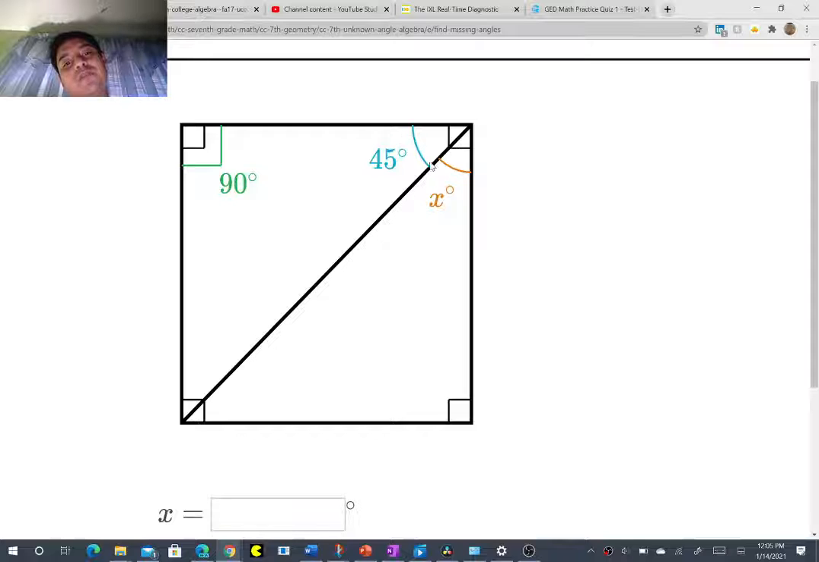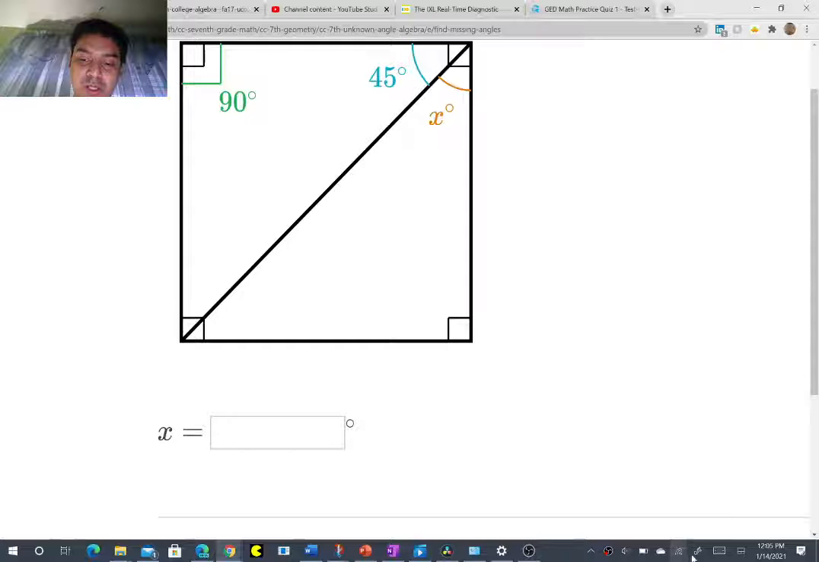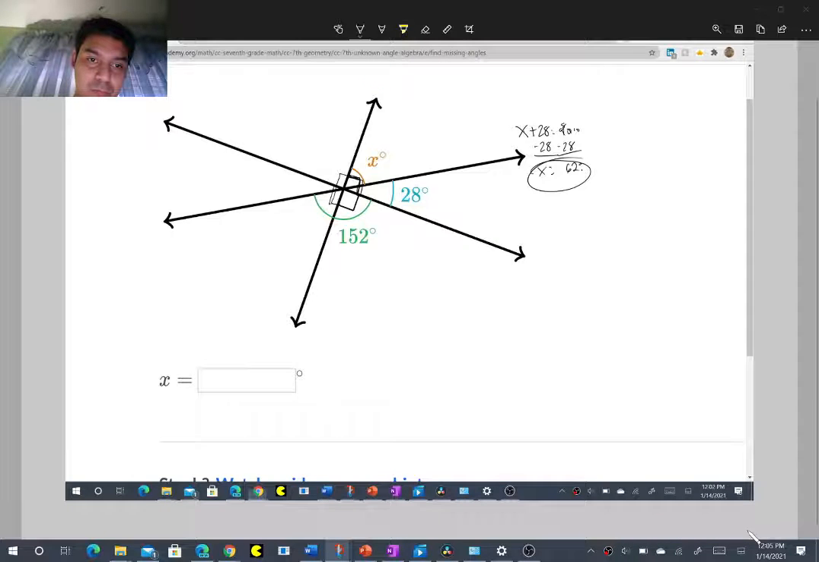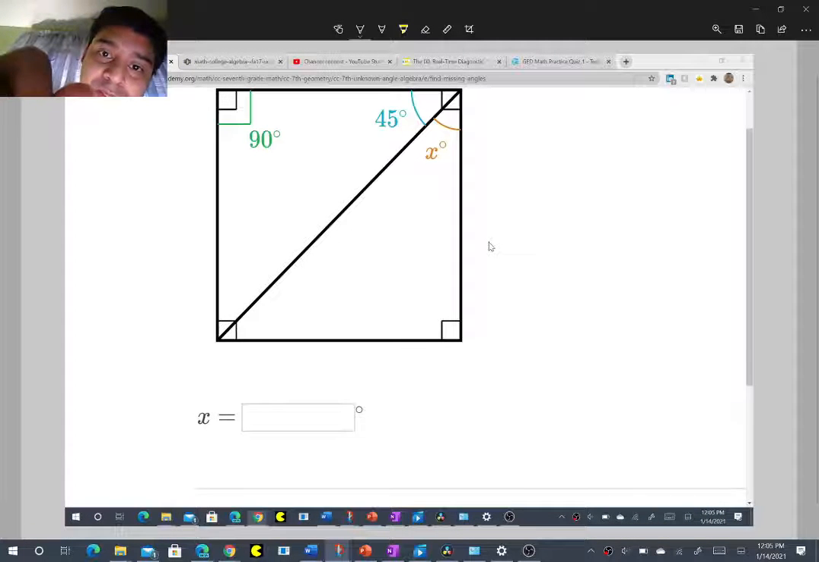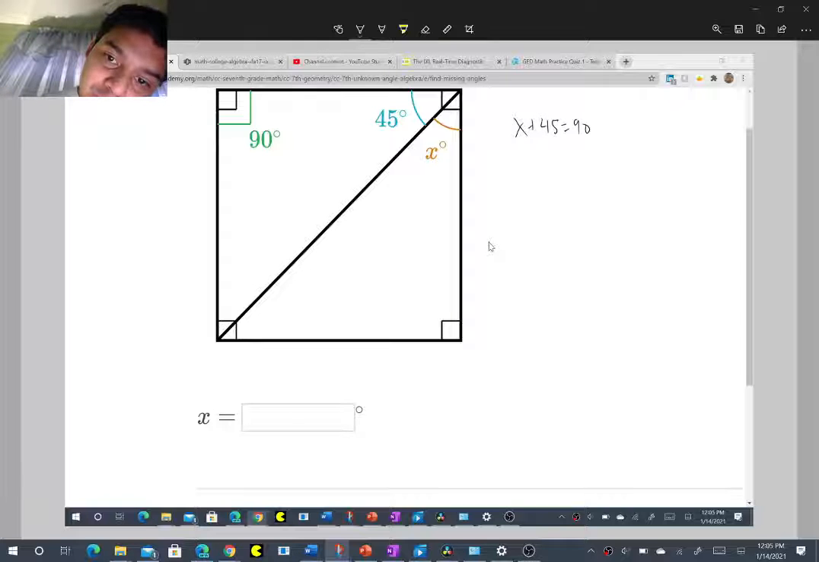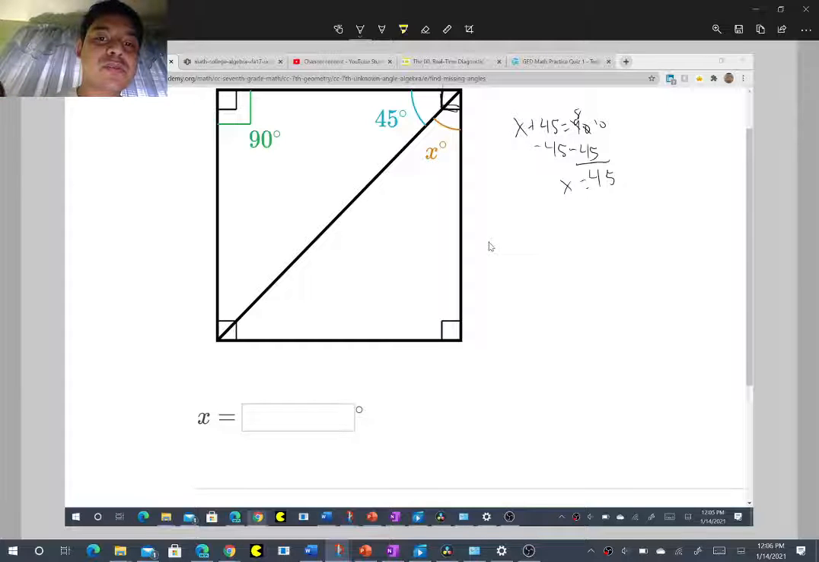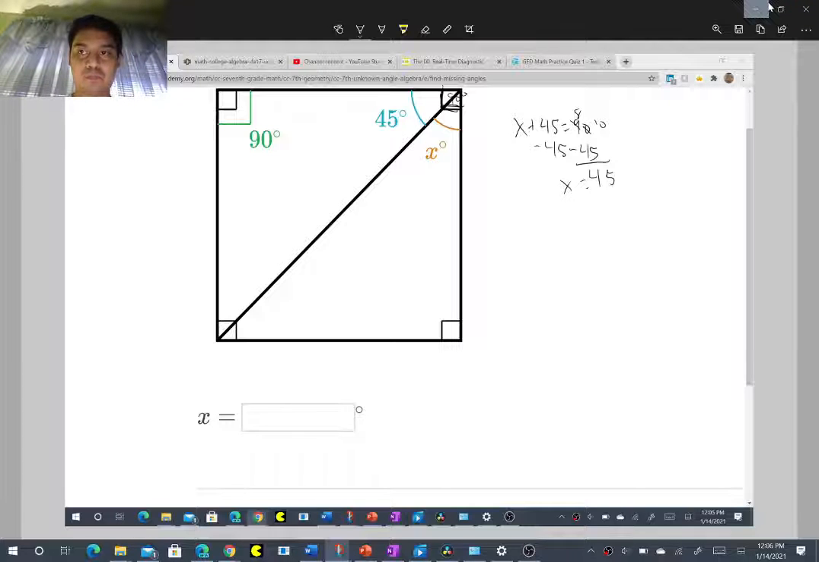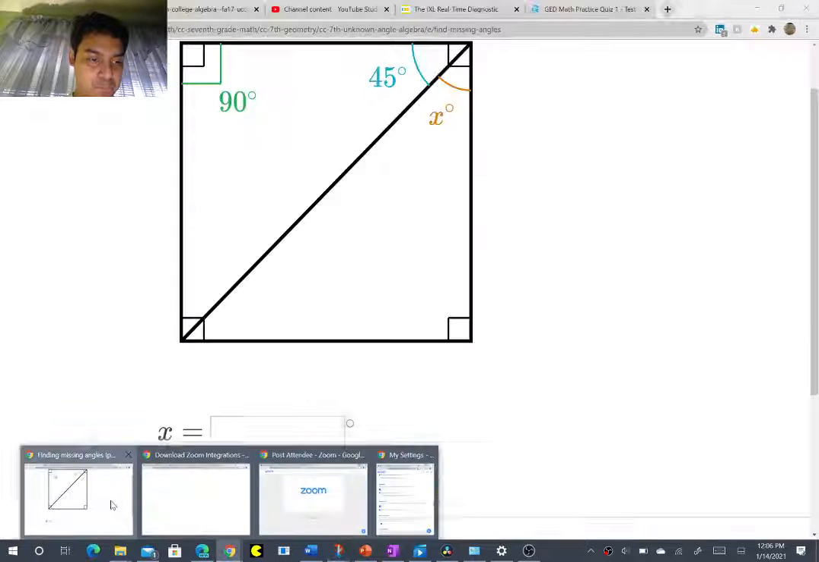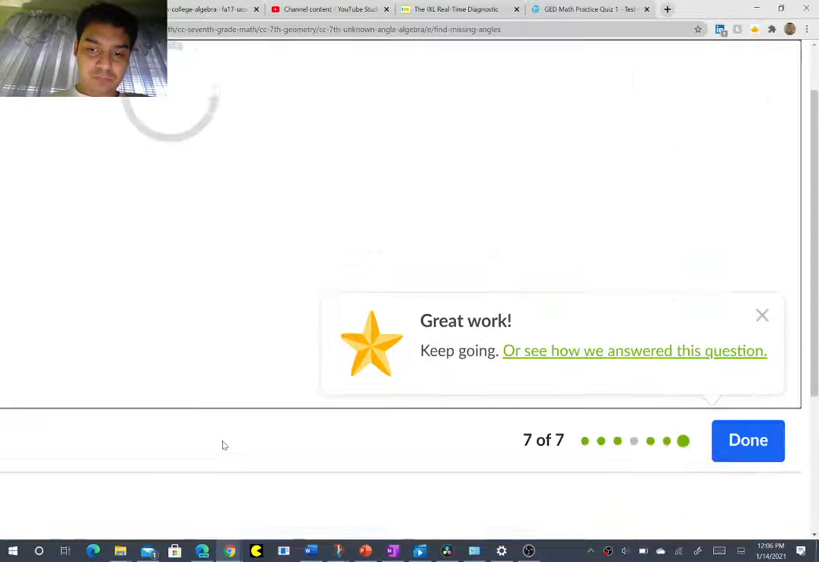Okay, so this one, we have a 45-degree angle here, and this entire angle measures 90. So 45 plus x is 90. That means that 90 minus 45 is x. If anybody's more of a visual person, I can show you guys really quick. So basically, x plus 45 equals 90. You would subtract 45 on both sides. So x would be 45. This entire part is 90 degrees. So this would be 45.